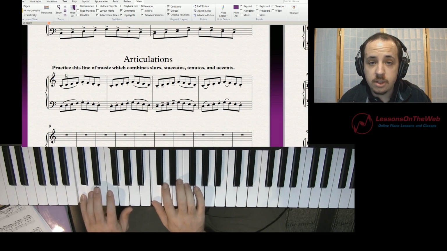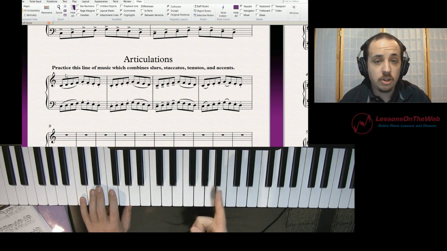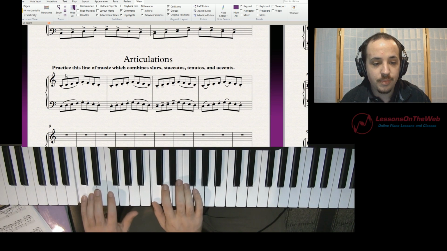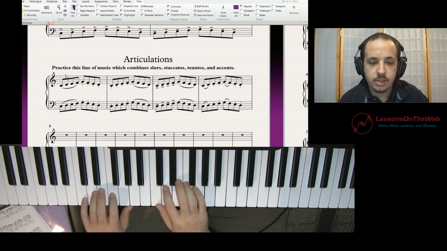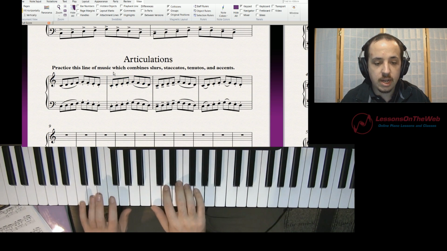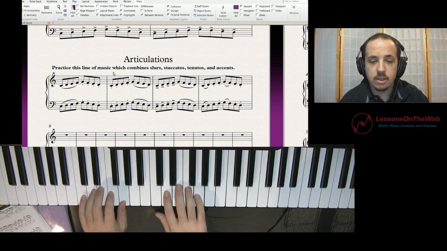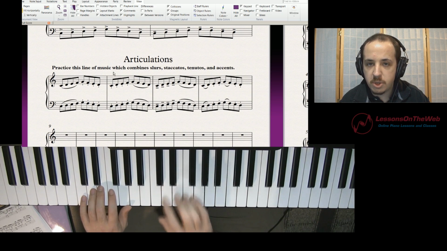Now, when you connect the notes like this, what is that called? I kind of just said it, but it's called a slur, or what else is it called? It's called playing legato, then staccato. Nice and short. And then the next measure, the second measure here, we have the opposite. We have staccato and then legato. So the two first measures together.